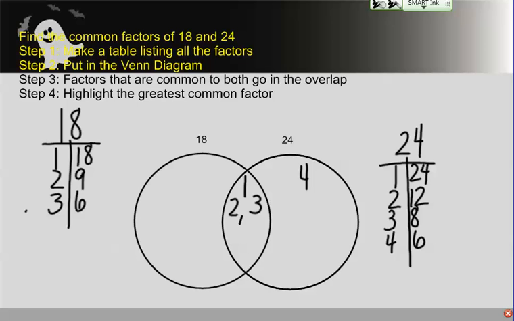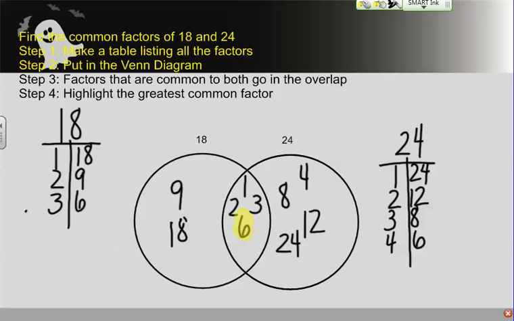They both have a 6. 24 has an 8. 18 has a 9. 24 has a 12. 18 has an 18. And 24 has a 24. So the common factors are 1, 2, 3, and 6. The greatest common factor, though, is 6.